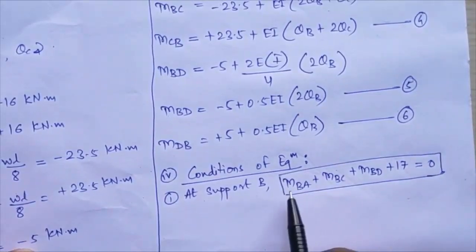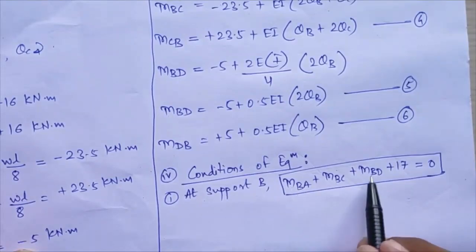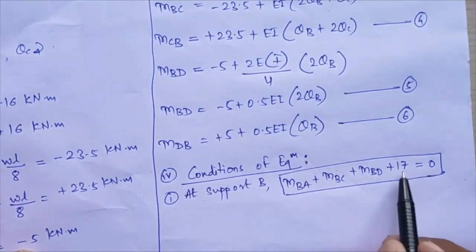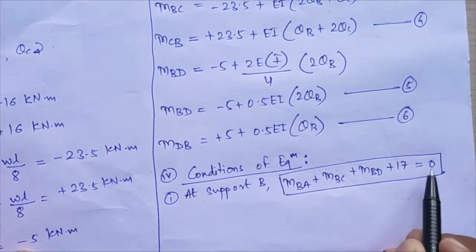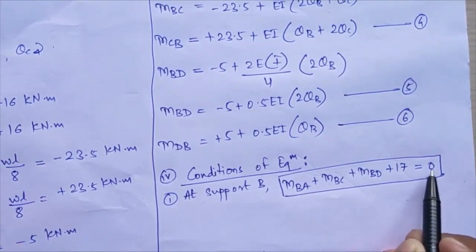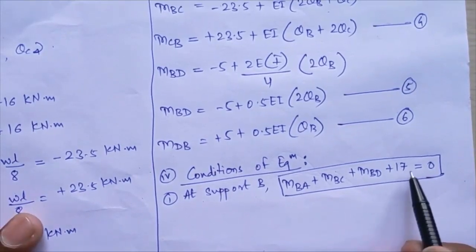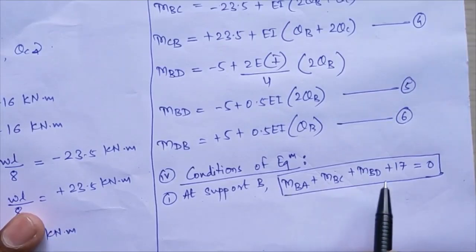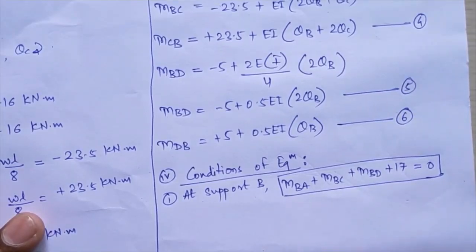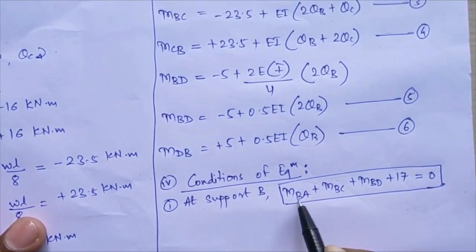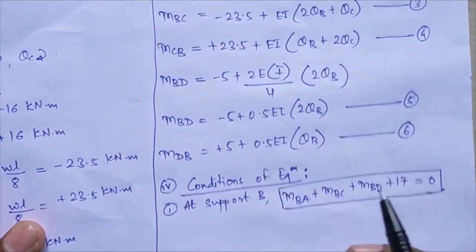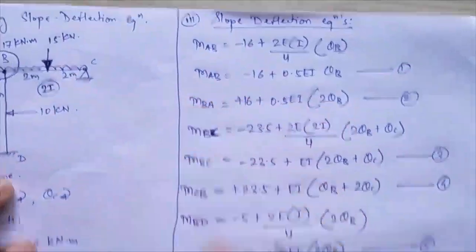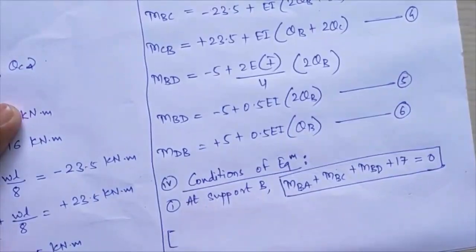The members acting BA, BC, BD, its cumulative moment of all those 3 members plus this concentrated moment 17, it shall become equal to 0. If this moment is not acting over here, it will not be considered. Just simply you have to consider MBA plus MBC plus MBD is equal to 0. So here what I have to do? I have to substitute the values of BA, BC and BD, the equations of those 3. So I'll substitute them over here.